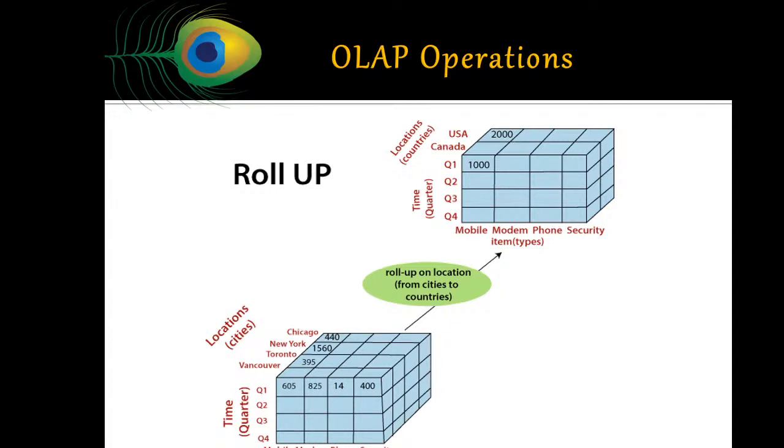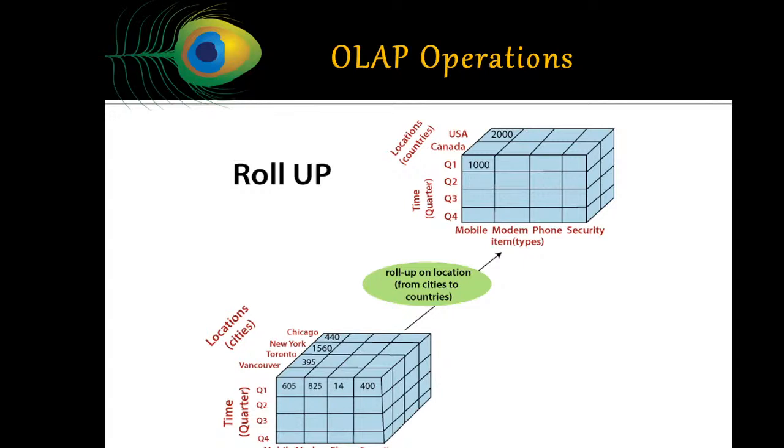If you see the two cubes, what is the difference between them? Point out the difference in the dimensions of the cube. It is grouping the cities into countries, and it is adding the values. So we are rolling up the dimension, reducing the dimension. We reduce the cities into countries. That is the basic operation of a roll up.